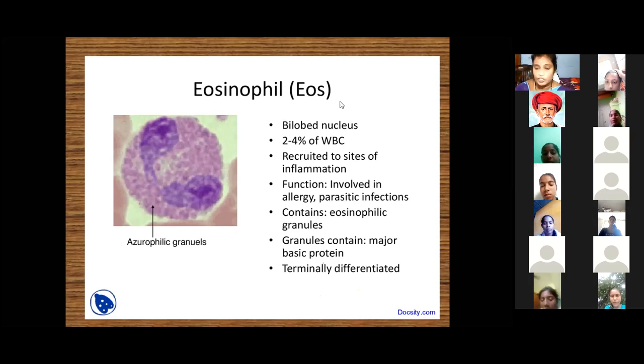Eosinophils have a bilobed nucleus. And next, they are recruited to the sites of inflammation. Next, what is the main function of the eosinophils?